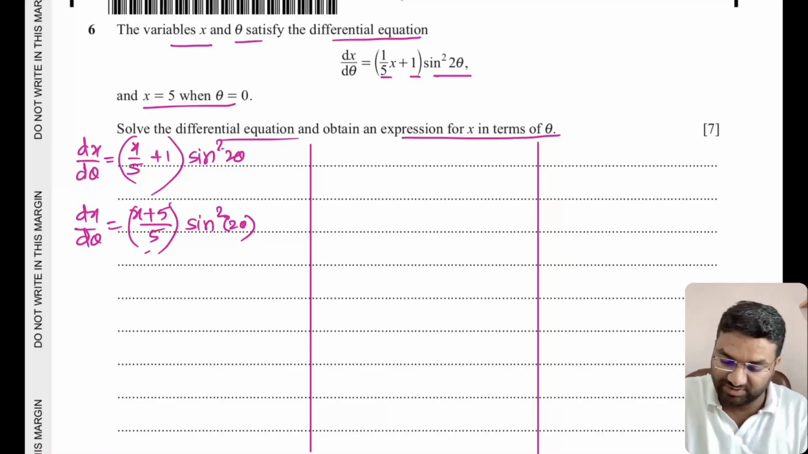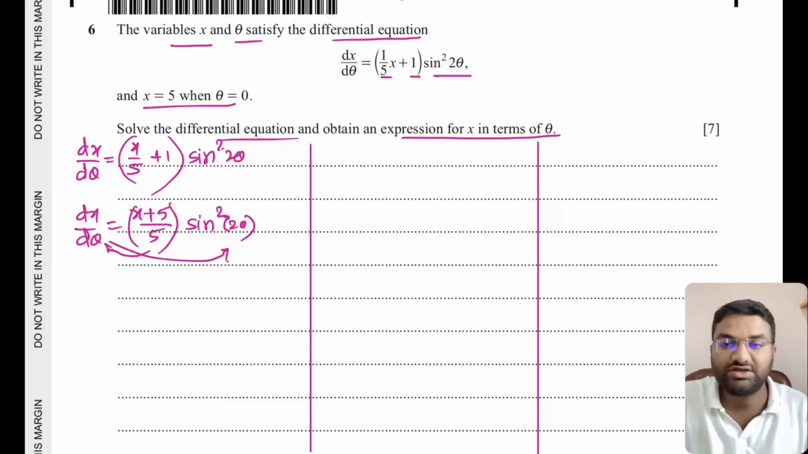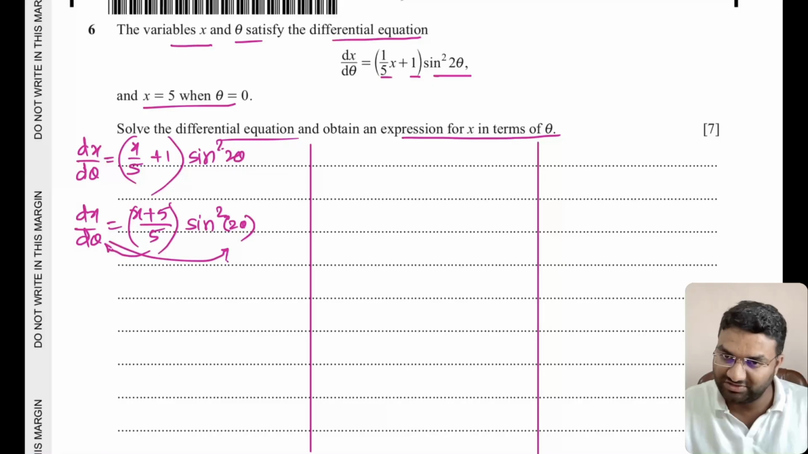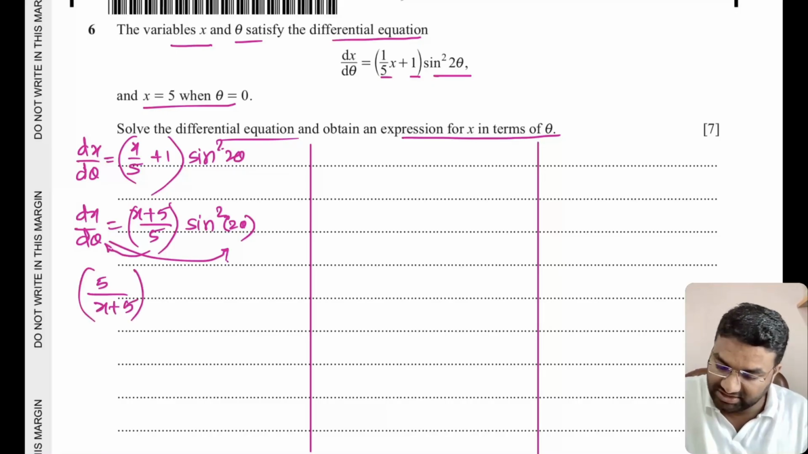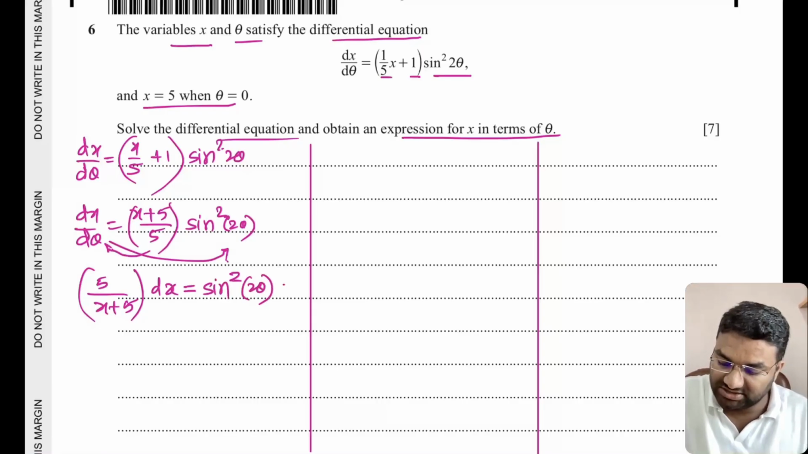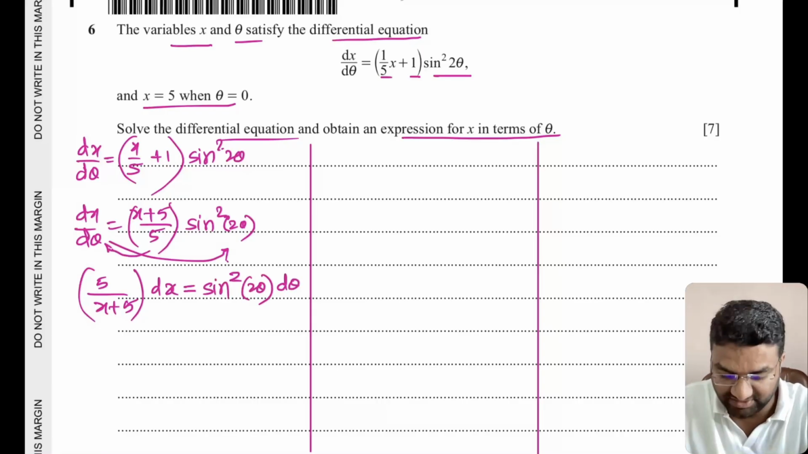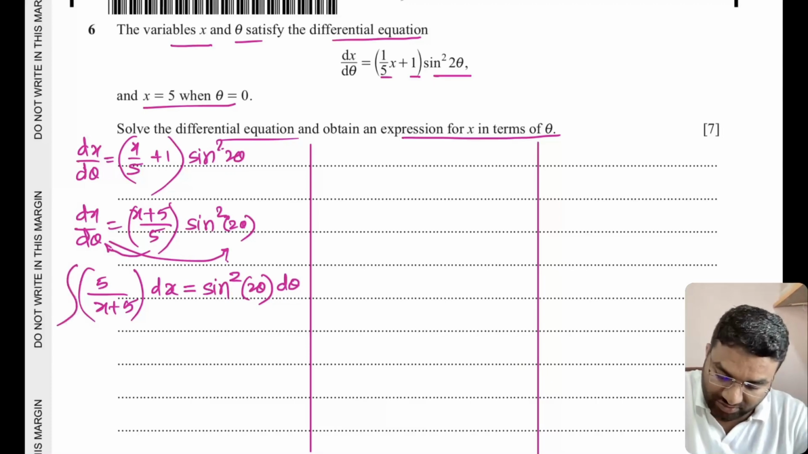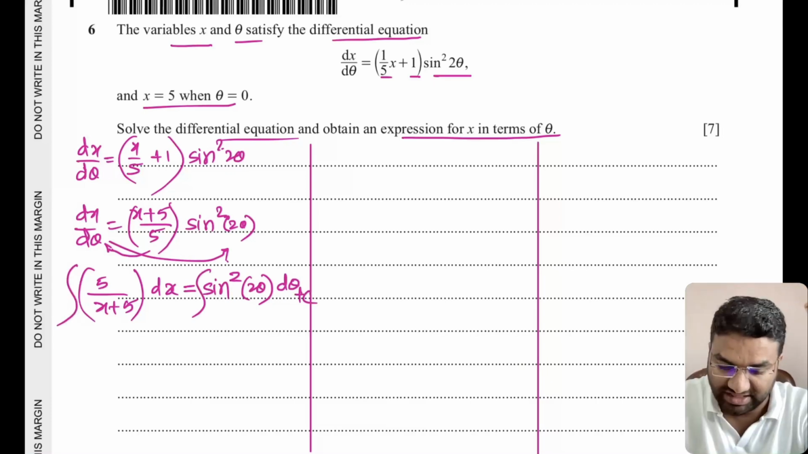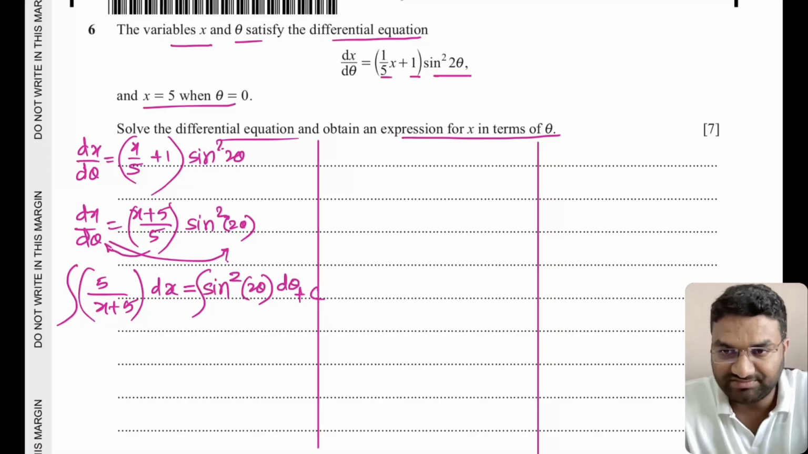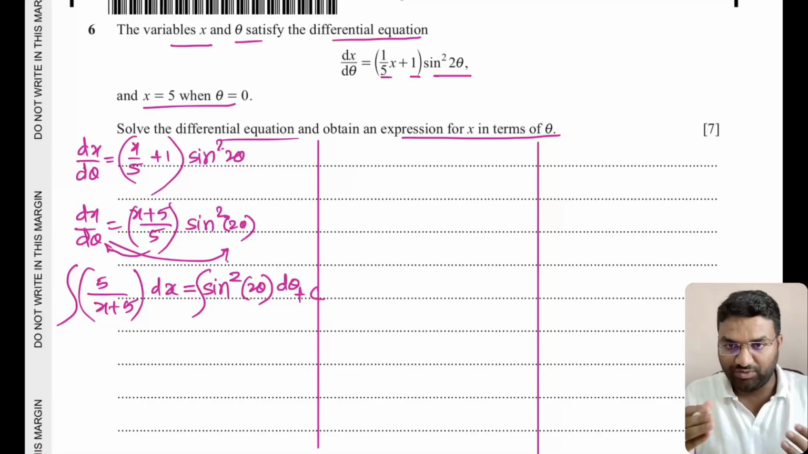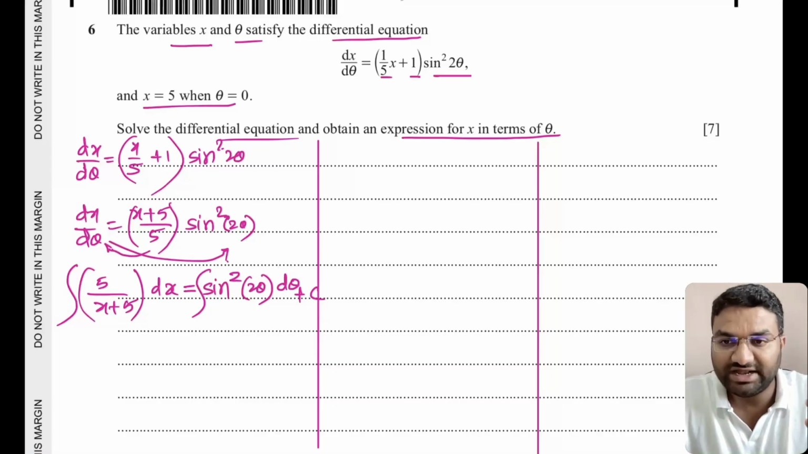Now transfer this part to the left and d theta to the right, meaning separation of variables. So it's 5 by (x plus 5) dx is equal to sine square 2 theta d theta. Yeah, so this is the first part. Now here we have to put the integration sign plus c. That's the initial part that we have to do. Then next, I hope you have learned integration of sine square theta, cos square theta, right?